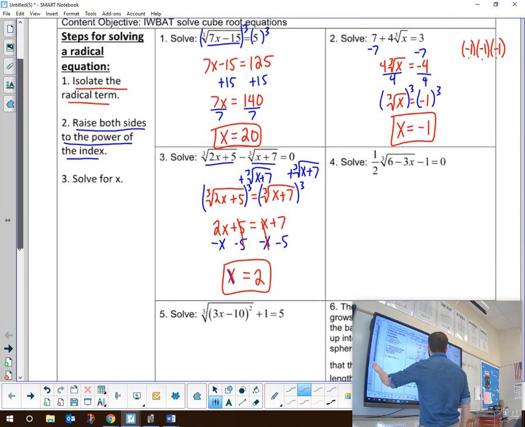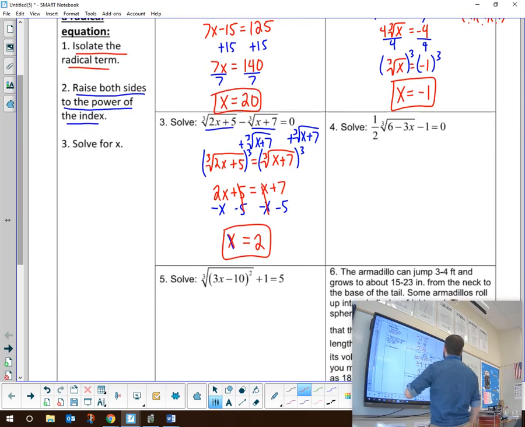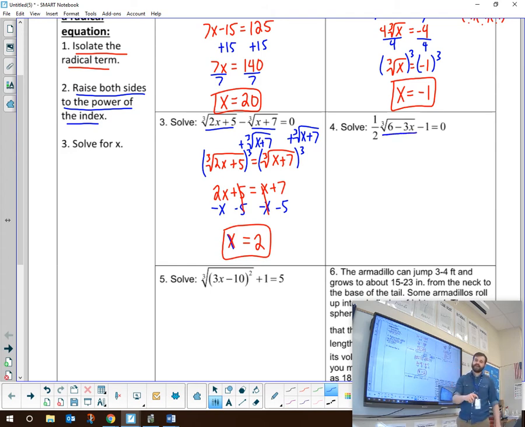Okay, let's work with isolating with a fraction. Sounds fun. All right, so we're going to need to get this cube root by itself first. Isolate it first. So we're going to start off, I'm going to add 1 to this side, add 1 to this side. So that'll give me 1/2 times the cube root of 6 minus 3x equals 1.